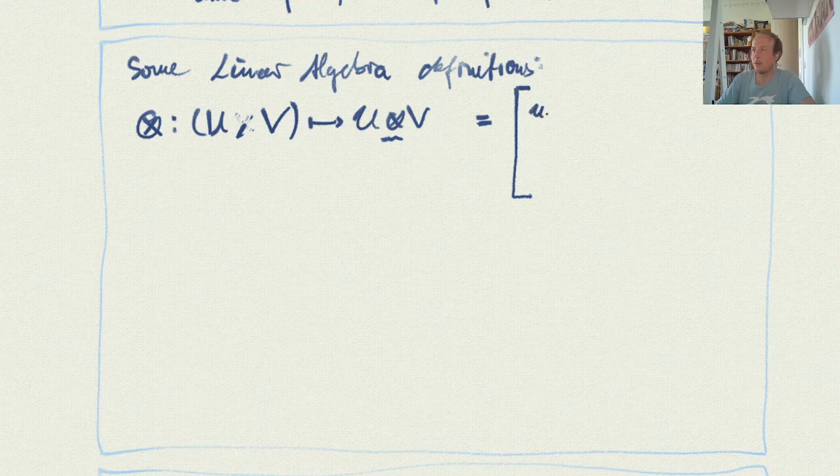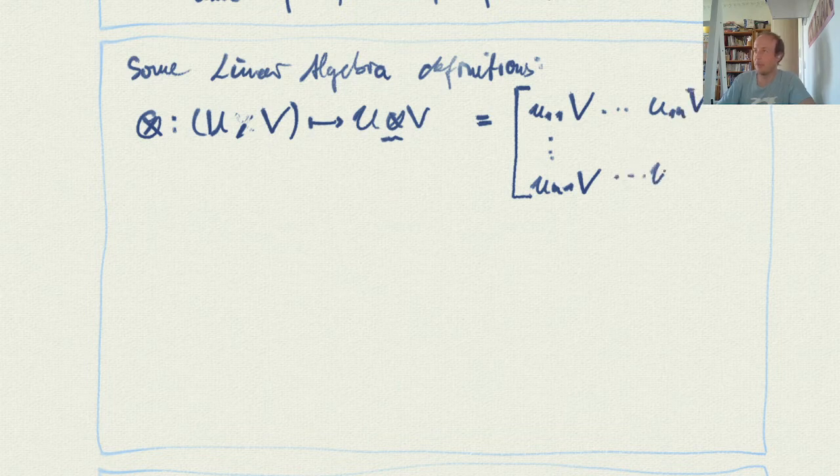Because here is the first entry of the U matrix times the whole of the V matrix. Here there will be the last entry, the M, but again the whole matrix of the V. Here we have U1N, again the full V matrix, and again the full V matrix.